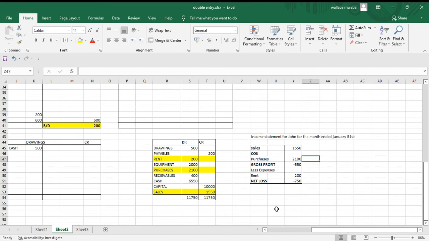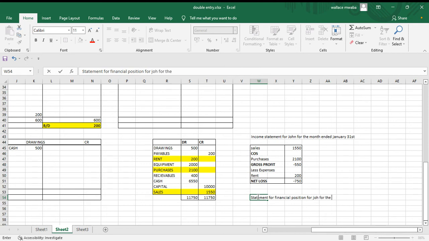Now we're going to make the statement of financial position, the balance sheet. Statement of financial position for John for the month ended, first. I will say this year was 2020. You always have to have the year, 2020.